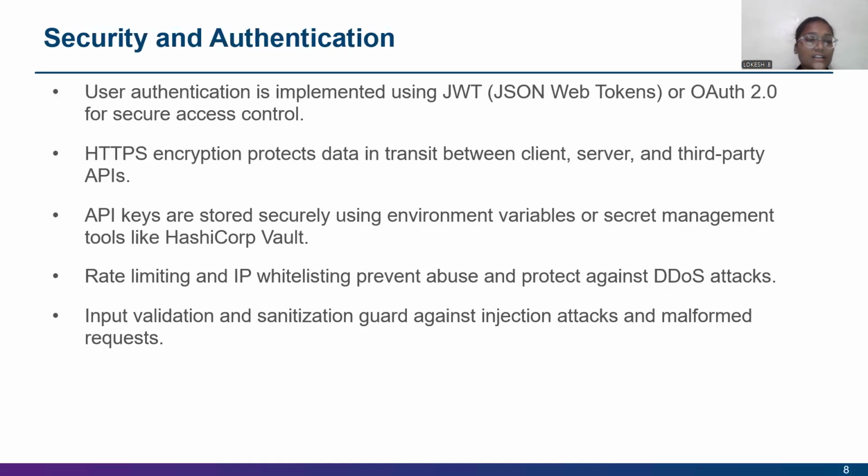Next, security and authentication. User authentication is implemented using JWT, JSON Web Tokens, or OAuth, for secure access controls. HTTPS encryption protects data in transit between client, server, and third-party APIs. API keys are stored securely using environment variables or secret management tools like HashiCorp Vault. Rate limiting and IP whitelisting prevent abuse and protect against DDoS attacks. Input validation and sanitization guard against injection attacks and malformed requests.